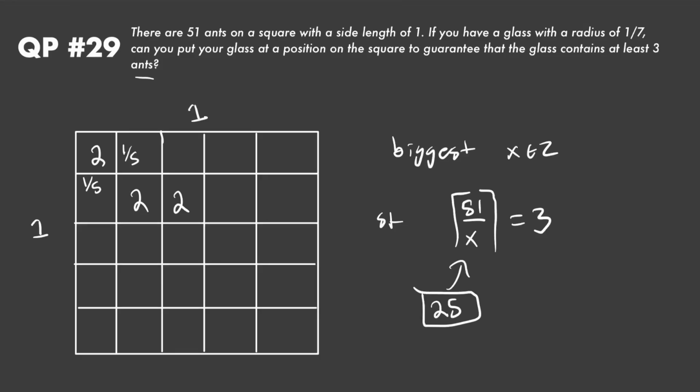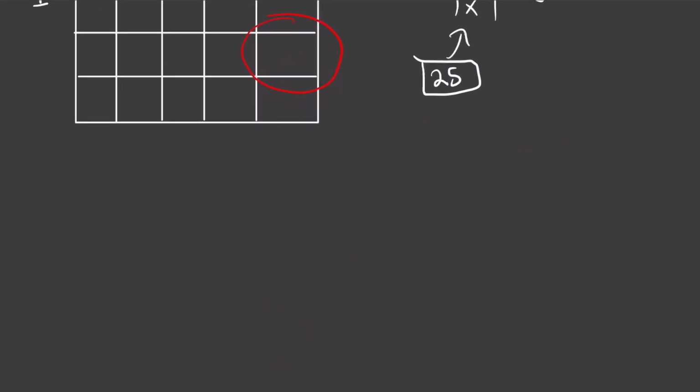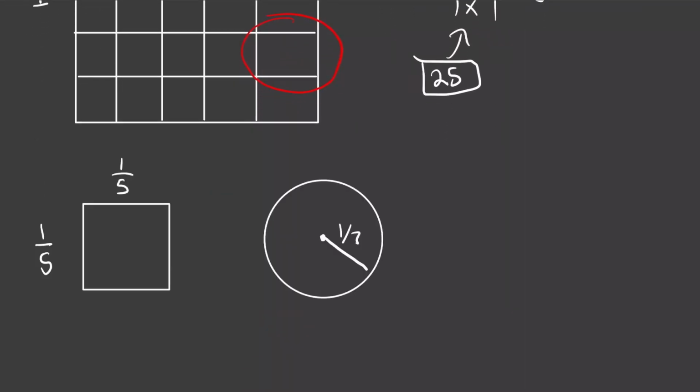So this is the best strategy that we can come up with, right? Basically, we partition our square like this, and we see whichever square has at least 3 ants, well, we're going to put our cup over it, right? But now the question is, can a glass of radius 1/7 cover a square of side length 1/5? So let's come down here and draw it out. So here's my 1/5 by 1/5 square, and here's my circle of radius 1/7.